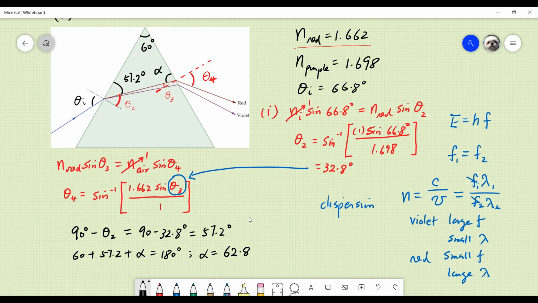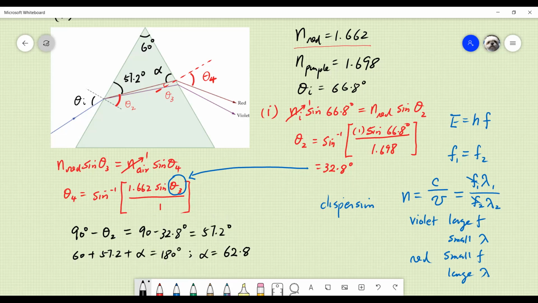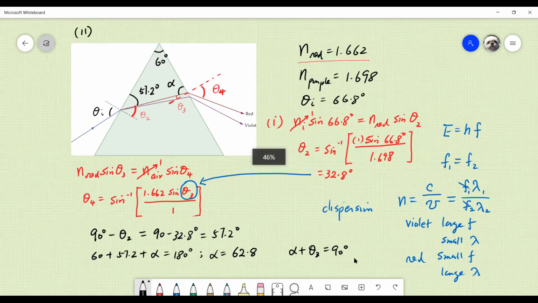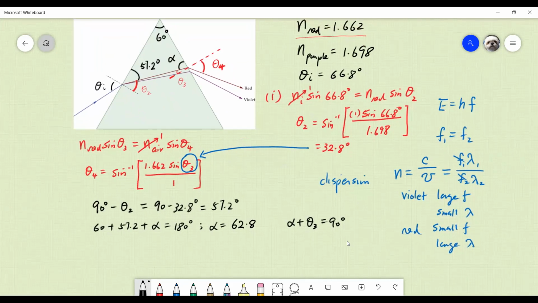Then I'm going to use the angle here. This is a right angle, so theta alpha plus theta phi equals 90 degrees. Therefore theta phi will be equal to 90 degrees minus 62.8, which is 27.2 degrees.